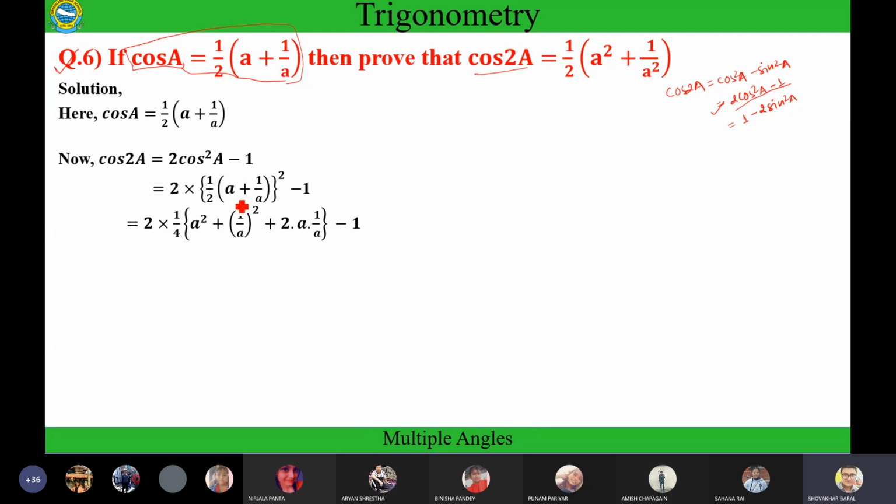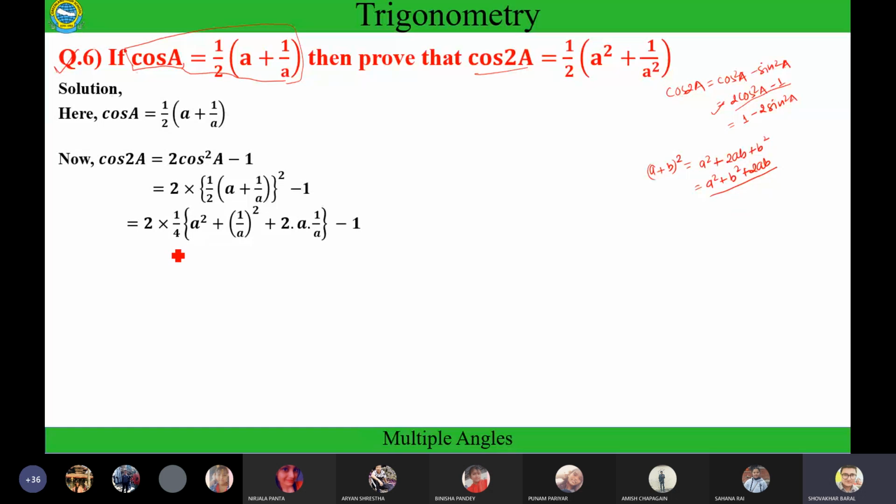I'm using the formula of (A plus B) whole square. I think most of you know this formula; if you don't, please revise it. It is A square plus 2AB plus B square. I'm just rearranging the terms: A square plus B square plus 2 times AB.